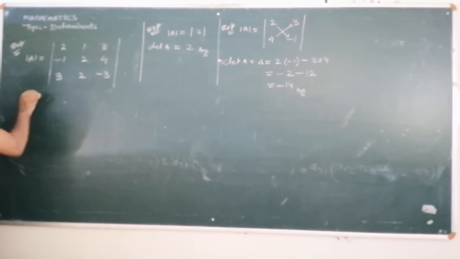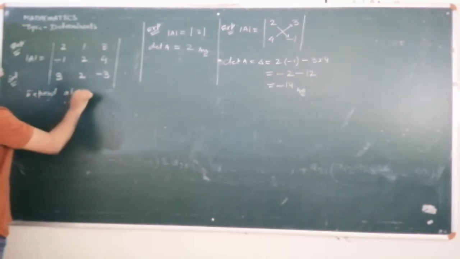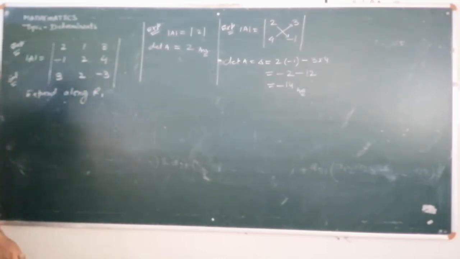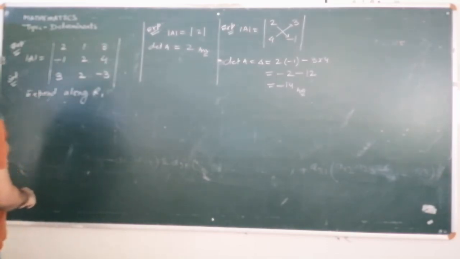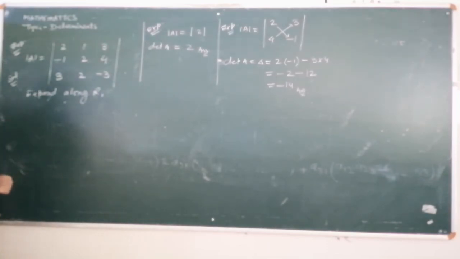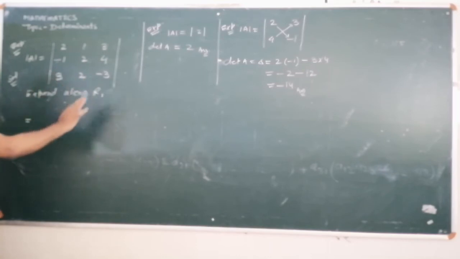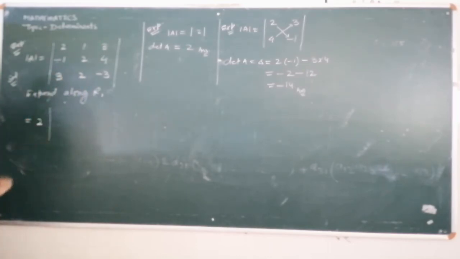So, if we will expand along R1, why along R1 always? Because we are more habitual to expand along R1. Otherwise, there is no problem to expand along any row or any column also. So R1 we have taken again, and now I am not writing the general formula, I will directly do this. So 2 is the first element of the row.